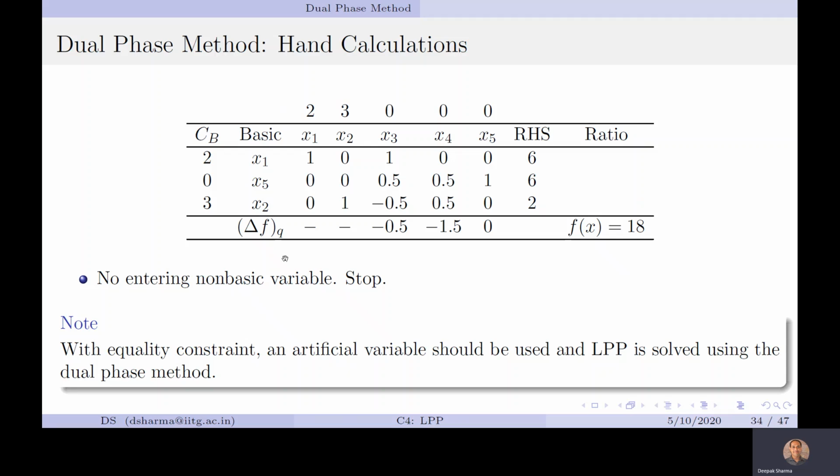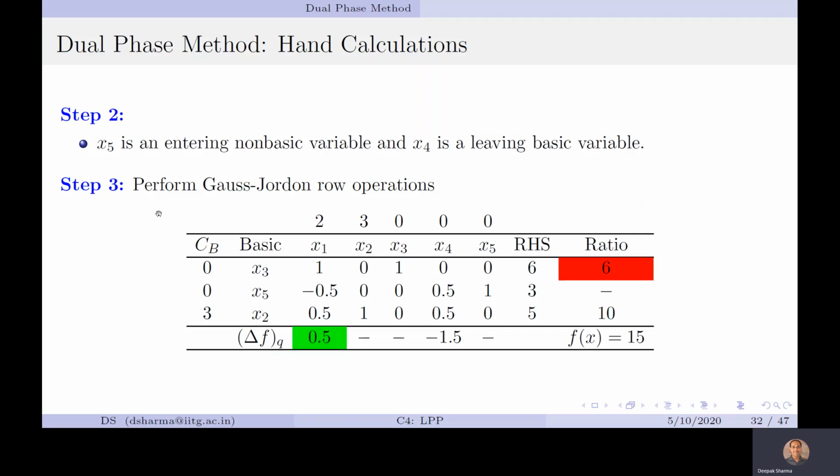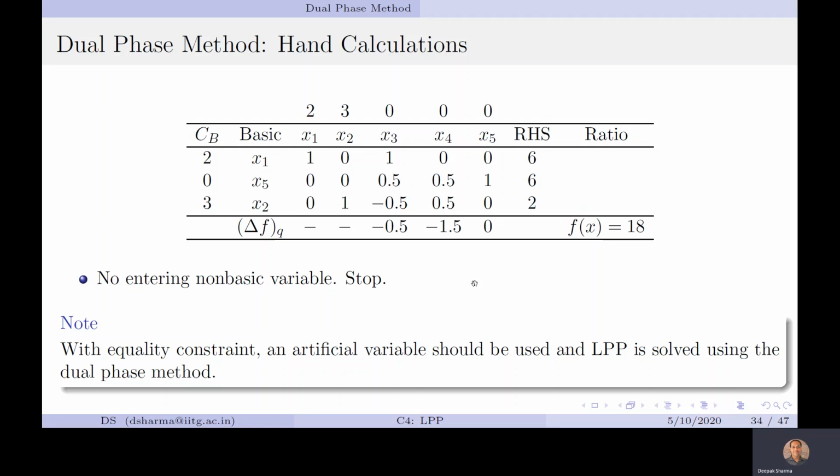Thereafter, we will again find the delta value. Before that, in this particular step, we found that X1 is going to enter and X3 is going to leave. So we have to perform the Gauss-Jordan operation. So our simplex table will look like this. Now, since X1 has entered, you can see in the CB column the coefficient is 2. And the rest of the coefficients we find using Gauss-Jordan row operations.